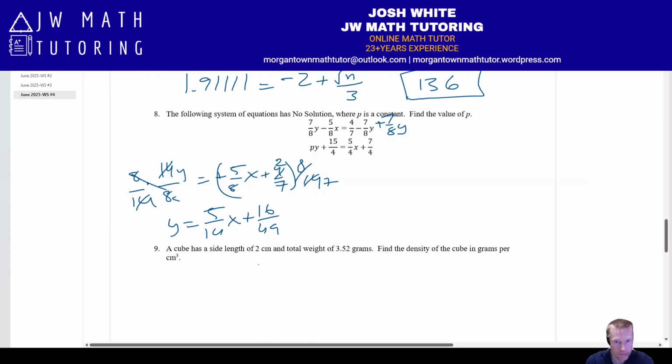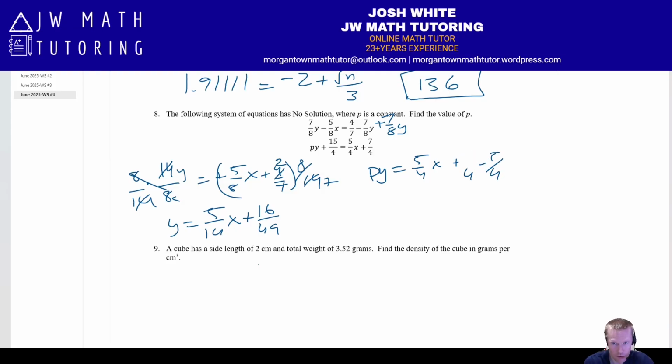Then on the bottom one, just subtract 15/4, and then you're just going to divide by p. So 7/4 minus 15/4, that's going to be negative 8 over 4. Get rid of all this. And then just divide by p. P down here, p down here. Y equals positive 5 over 4p x minus 2 over p. Again, that part does not matter.